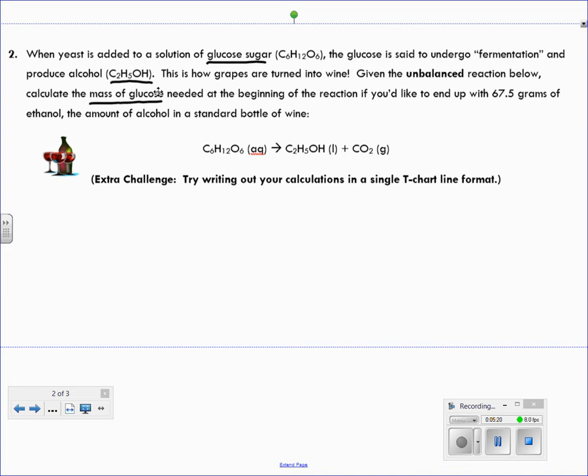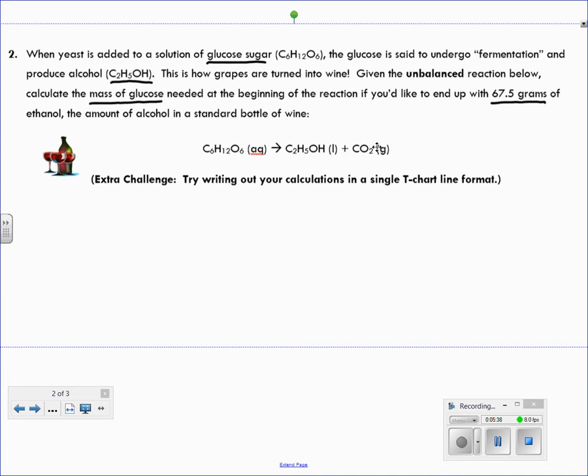Again, I'm pulling out the things that I think are important. The mass of glucose needed at the beginning if I'd like to end up with 67.5 grams of ethanol. Okay, so let's take a look. Here's my equation down here. Now notice I said it wasn't balanced, which means I'm going to have to do a little thinking.